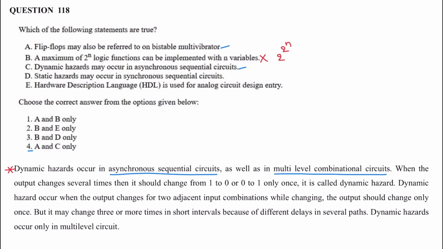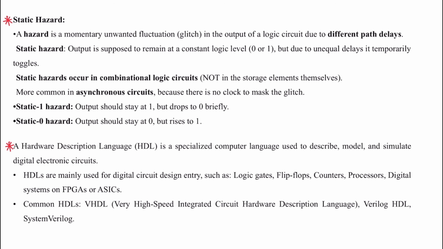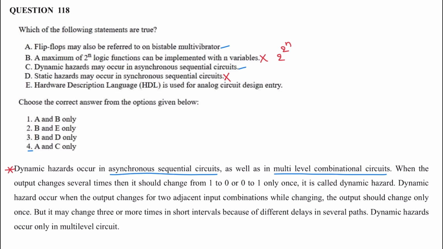Statement D. Static hazard may occur in synchronous sequential circuits. Statement D is incorrect because static hazard is a momentary unwanted fluctuation or a glitch in the output of a logic circuit due to different path delays. Static hazard occurs in combinational logic circuits and it is more common in asynchronous circuits. And this static hazard is of two types: static 1 hazard and static 0 hazard. So here it is asynchronous. So synchronous is incorrect.